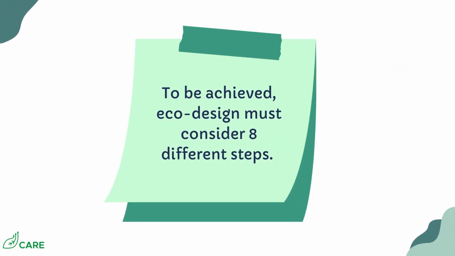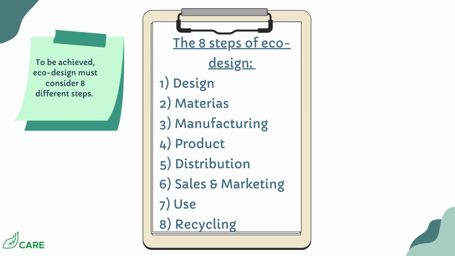To be achieved, eco-design must consider 8 different steps. The design itself, the materials chosen and the manufacturing techniques and processes, the product adequacy to the consumer and its longevity, the distribution required and associated footprint, the sales and marketing as a way to promote sustainable and educated consumption based on ethics and transparency, how the product is going to be used and consider possible repurposings, and finally the recycling, creating a circular thinking where waste and discard are minimized.